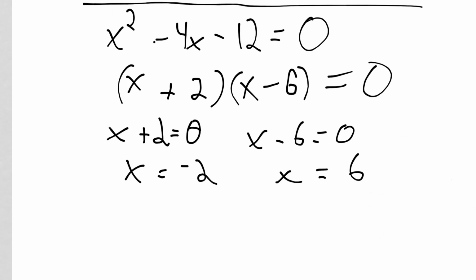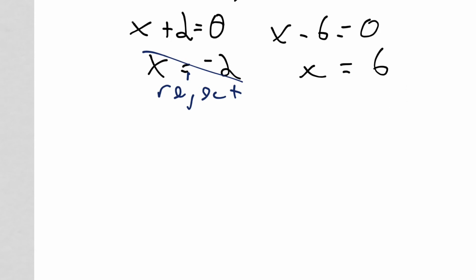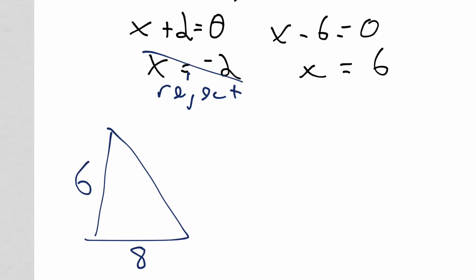Since this is a real-world problem involving distance, we're going to reject the negative value, and we're going to get x equals 6. And since you have x equals 6, we know that in our triangle, one side is going to be 6, and then another side is going to be x plus 2, which is 8, and another side is going to be x plus 4 equals 10. So that's how you can solve a problem like this using the Pythagorean theorem, even if you don't know ahead of time that the perimeter is going to be 24.